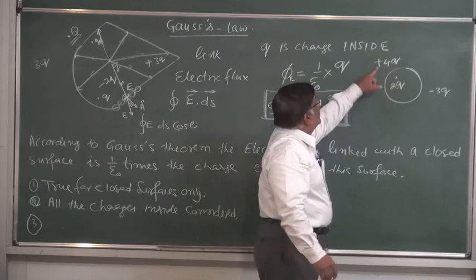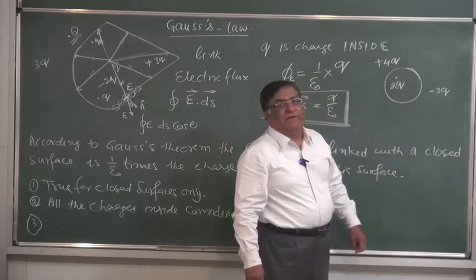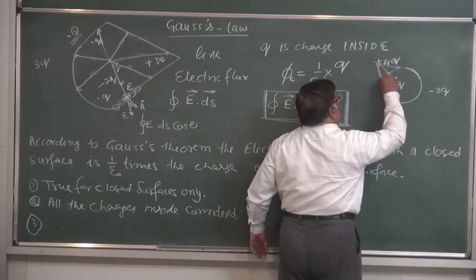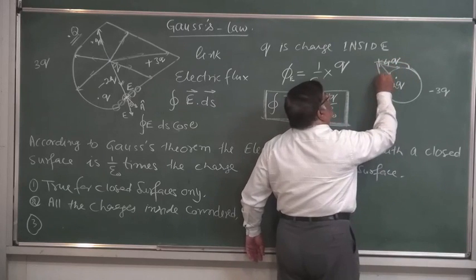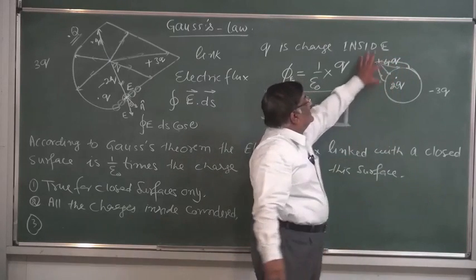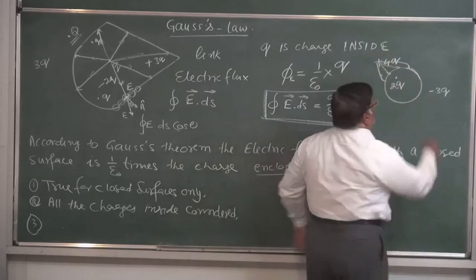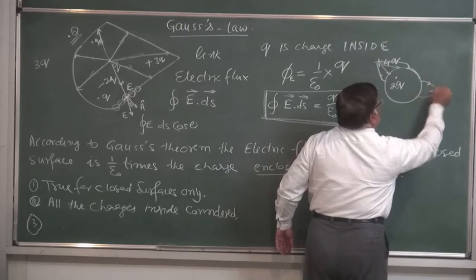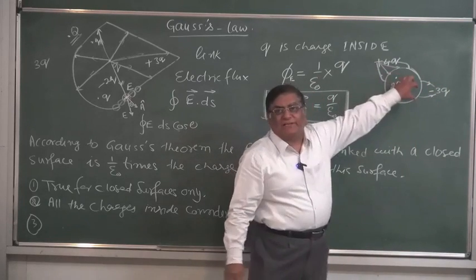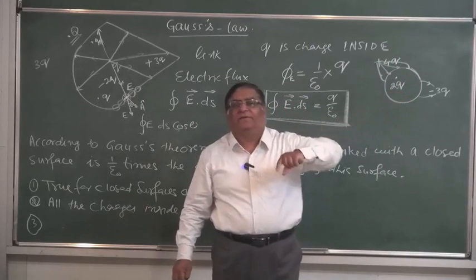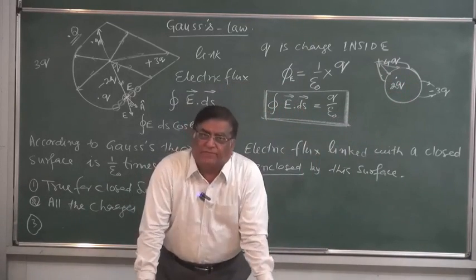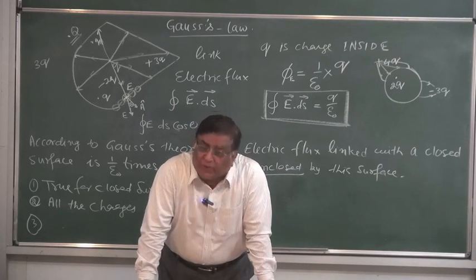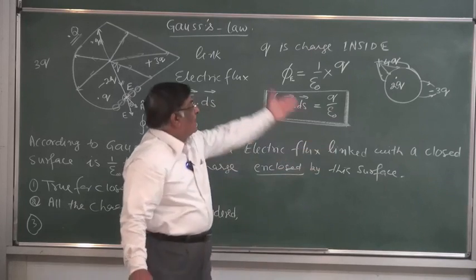This will make an electric field, this will also make an electric field, and the electric field lines go like this. All these lines are touching this surface. Will it not change the flux? Will it not affect the flux linked with this closed surface? The answer is no, it will not. How is it possible when you see that the lines are touching?